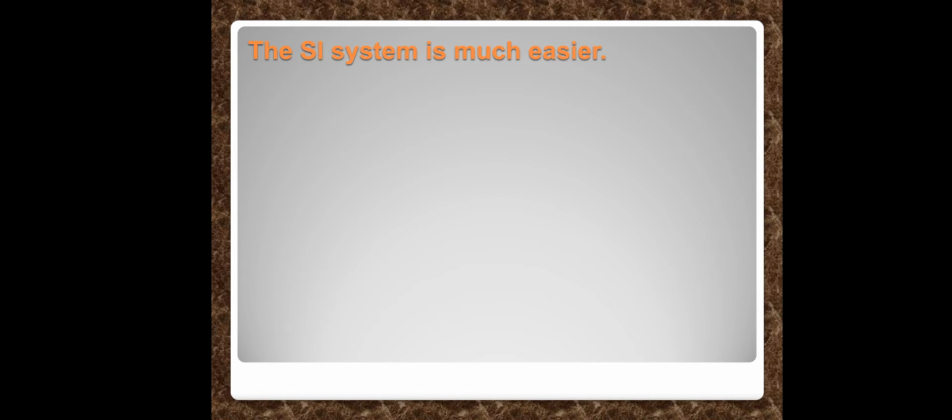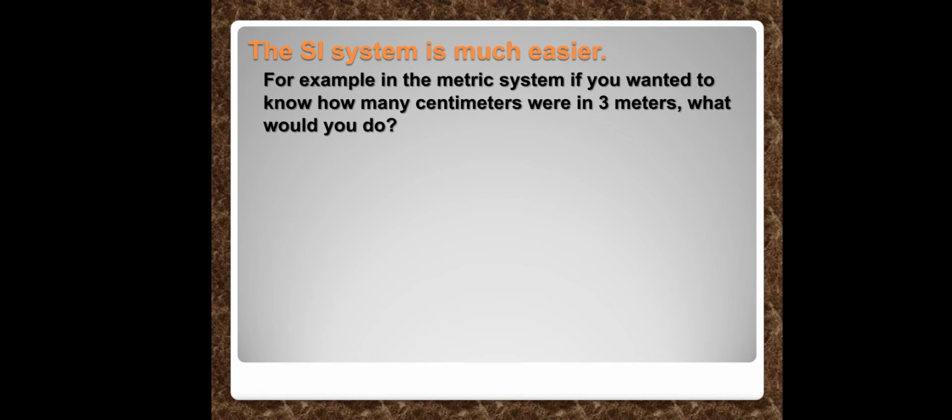The SI system is much easier. How? For example, in the metric system, if you wanted to know how many centimeters are in 3 meters, what would you do? Kilo, hecto, deca, unit, deci, centi, milli. Milli, centi, deci, unit, deca, hecto, kilo.